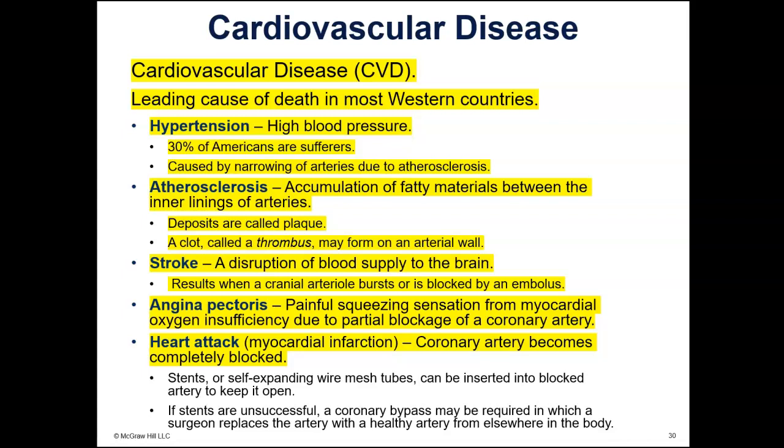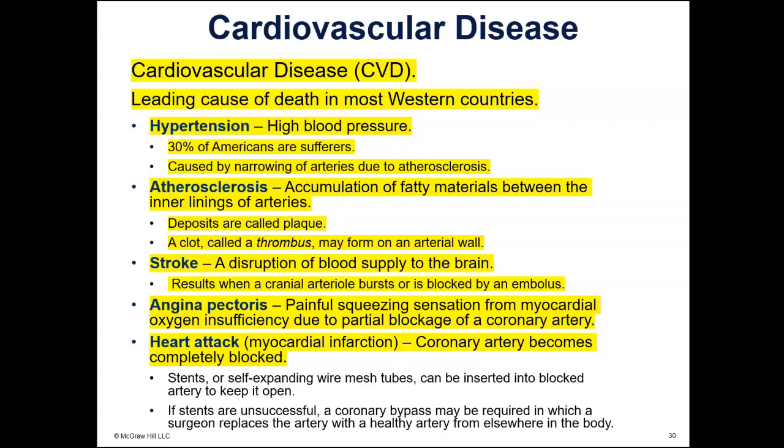Atherosclerosis is the accumulation of fat and plaque in the inner linings of the arteries. A clot can also form, and a clot is called a thrombus, and that can also form and cause the opening in the arteries to be smaller.